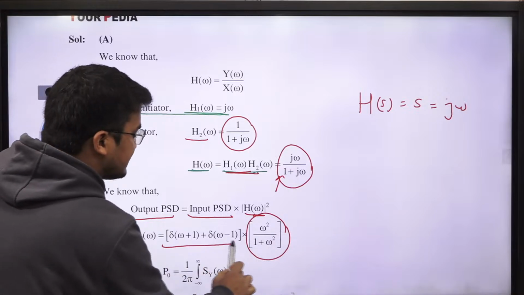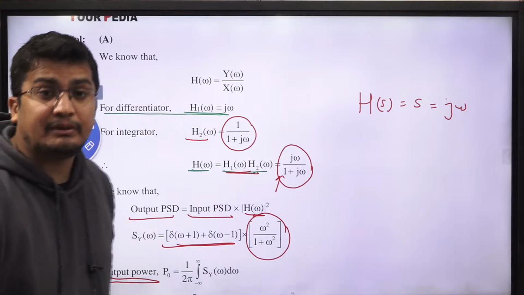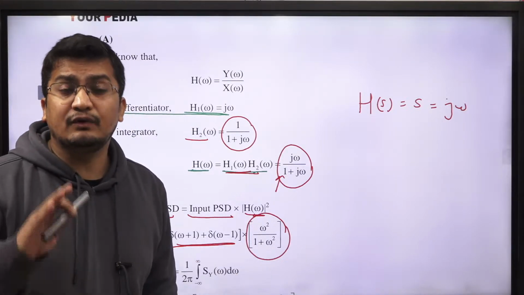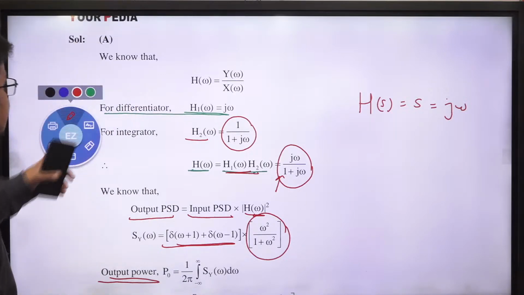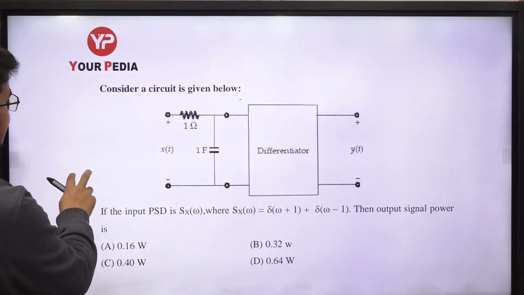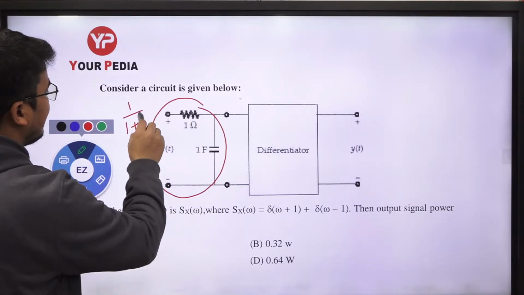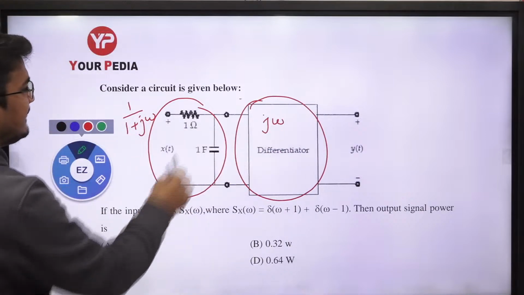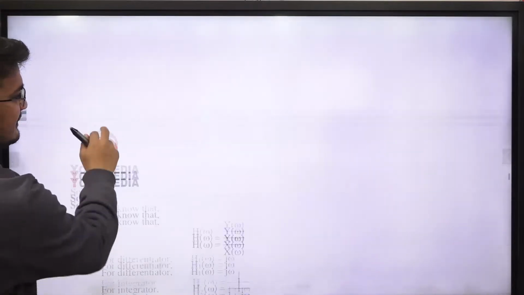And input power spectral density was given this way. And then finally he's asking us the output power. Right now I'm telling you the solution, that's why it may feel very lengthy. But I'm still telling you, if you know the solution, it will not take more than 40 to 45 seconds. So you can see here I'm repeating what I did. I first calculated the system function for this one. That becomes 1 upon 1 plus j omega. And then for the differentiator, it is j omega. Both are cascaded. Multiply, and I get the entire overall h of omega. That's what I did here. Is it clear?